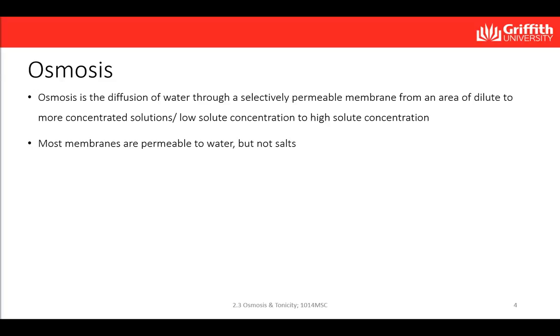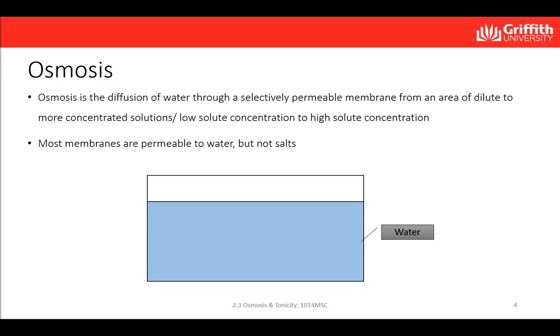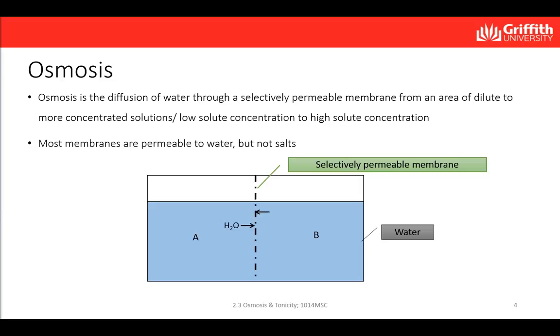To better understand osmosis, let's assume that we have a tank filled with water. The water in the tank is separated into 2 compartments, A and B, by a selectively permeable membrane. Now, because of the kinetic energy inside the water molecules, they constantly move around and collide with the permeable membrane, and eventually they pass through it. Because there is no solute in the water, equal amounts of water molecules pass through the membrane.